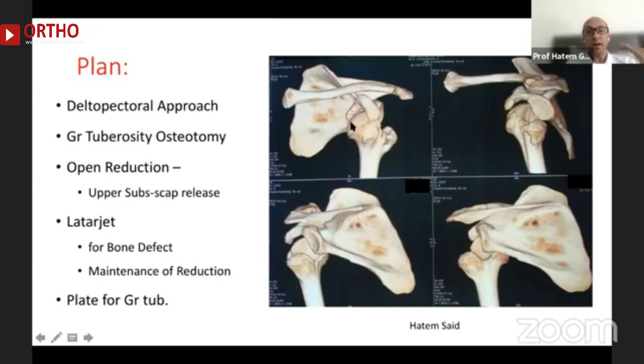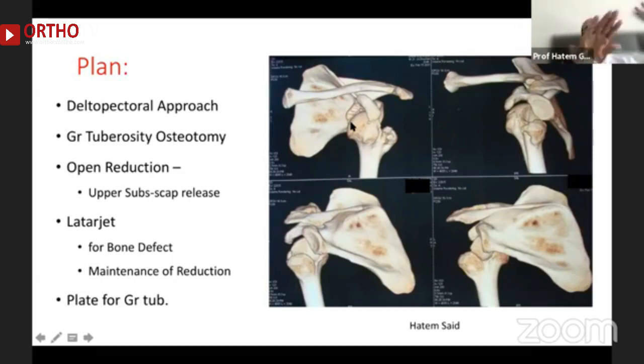Open reduction is the most difficult part, actually reducing the joint after so many months. And from previous cases that I've done, I've realized that sometimes you're unable to do just the reduction by yourself. You have to release part of the subscap. Either you go through the interval, because part of the plan is to do a lateral J, or you actually completely release the upper part of the subscap. Then you do your reduction.